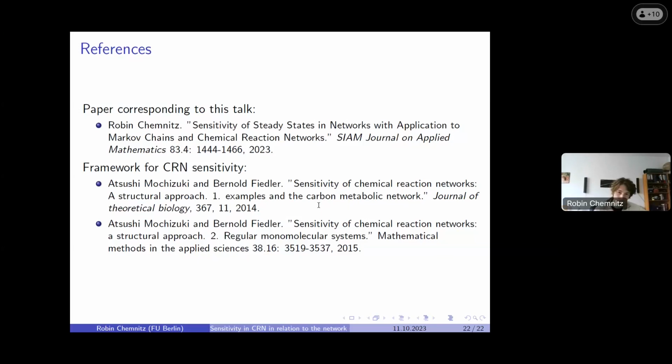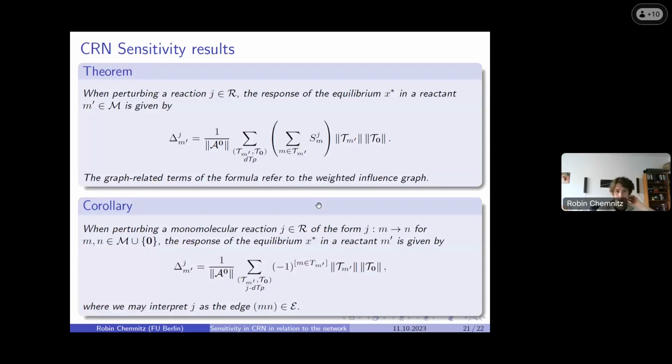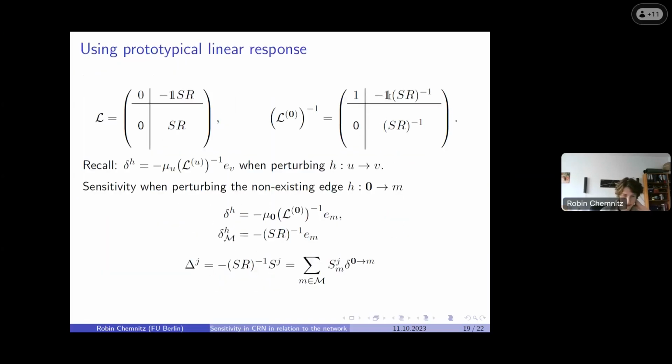Yes. Maybe let me start. Okay. So at the end of your talk, can you go back one slide? Yes. So here the equilibrium is not necessarily positive, right? I mean, these are chemical reaction networks, and for chemical reaction networks the equilibria should always be positive. Yeah. So can you also go back a little bit, yes, to this influence graph.